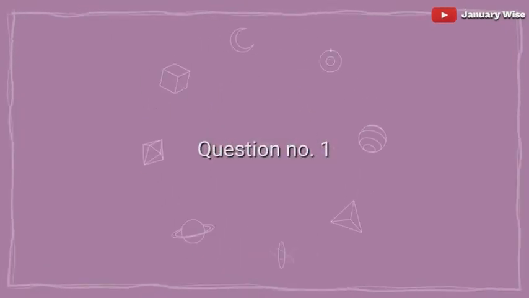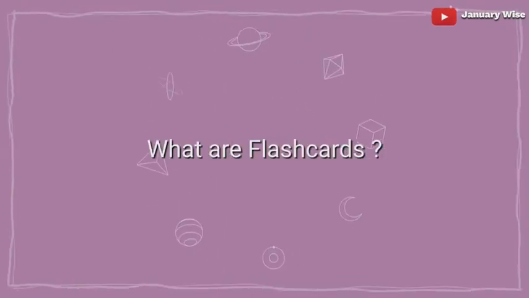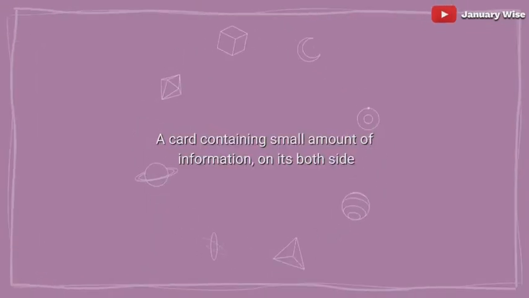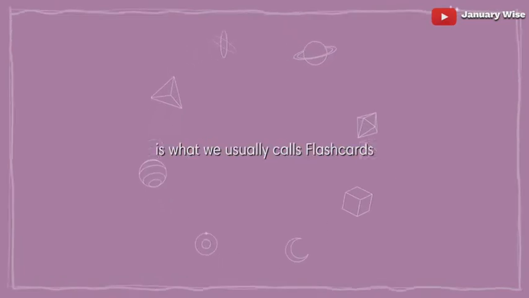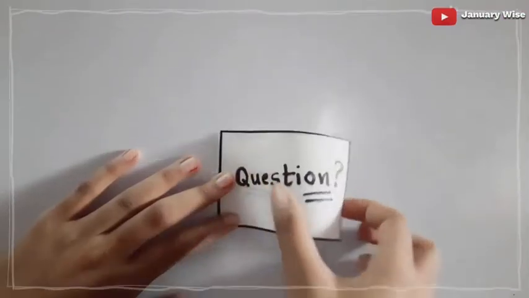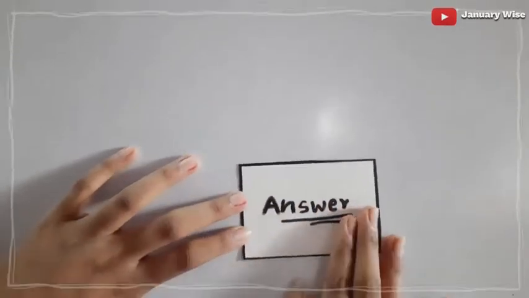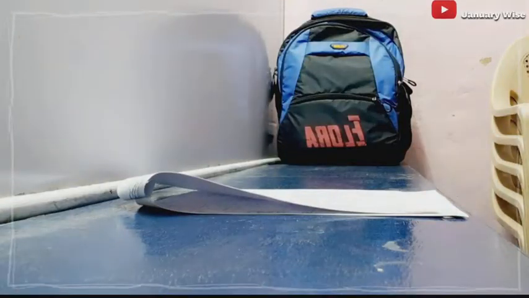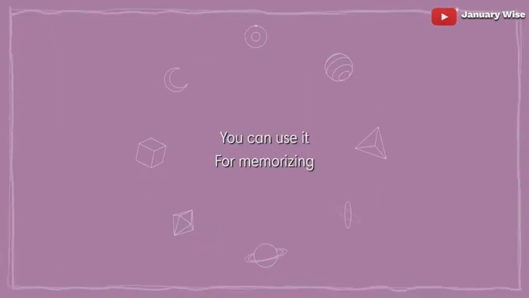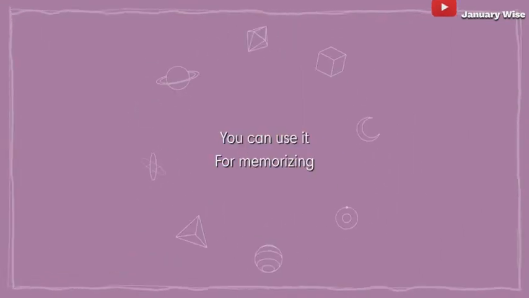Now let's move to question number 1. What actually are flashcards? A card containing a small amount of information on both sides for memorizing purposes is what we usually call flashcards. Say, the question on the front and its corresponding answer on the back side. And you can use this technique for various subjects, not only mathematics and science, but any subject or topic that could be studied in Q&A format. Like you can use it for memorizing important dates and eras of history.